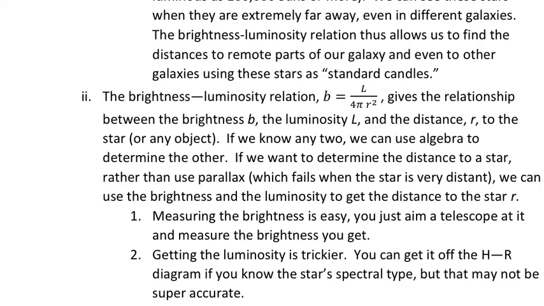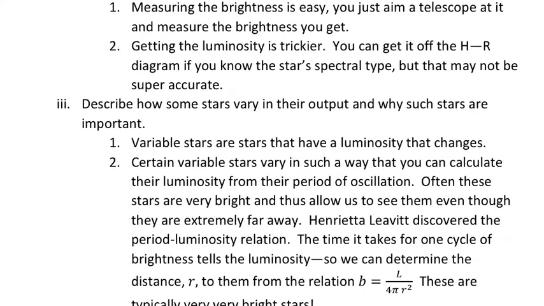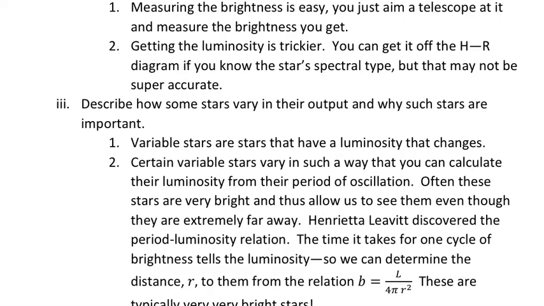And so measuring brightness is easy. You just aim the telescope at it. Getting the luminosity is trickier, but you can get it. You can do it potentially off an HR diagram. But the best way to do it for these variable stars is to look at their period of oscillation, and that correlates with their luminosity. Often these stars are very bright and allow us to see them even though they're extremely far away. Henrietta Leavitt discovered the period-luminosity relationship. She's the one who figured this out, that the time it takes for one cycle of brightness tells what the luminosity is. And so we can determine the distance R from these equations, as I was saying a minute ago.